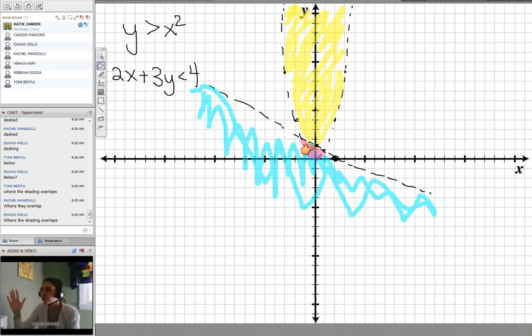Not every system of inequalities will be bounded like this. You can run into systems that are unbounded, where it just kind of keeps going forever in a certain direction. So that's not uncommon to have either. Just giving you a forewarning with that. All right, any questions with the system of inequalities and graphing those? And remembering to look for the overlapping shaded areas.